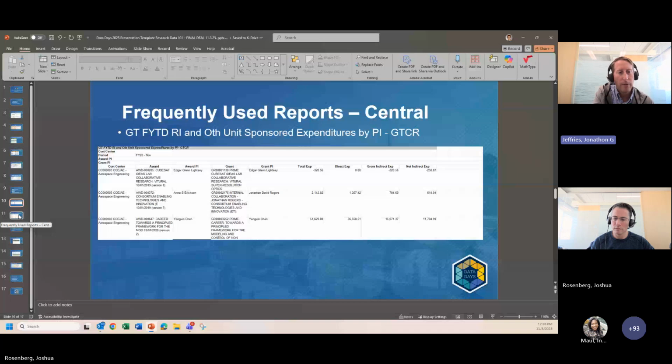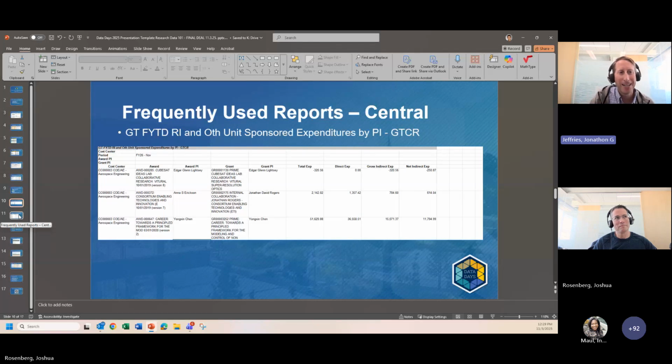So this report, if you run it by call center, will show you every award and every grant in your call center. It'll show you the award PI, which is the high level PI, who ultimately is responsible. It will also give you the grant PI. And those could be 2 different people, like in my example, or maybe ME got an award and some of their budget went to ECE. You could have different PIs. So you can see them clearly on this. It shows the total expenditures for each grant line, and then it breaks down that total expenditures by direct expenses, indirect expenses, and net indirect expenses.